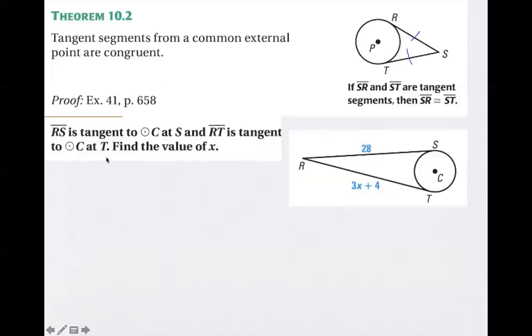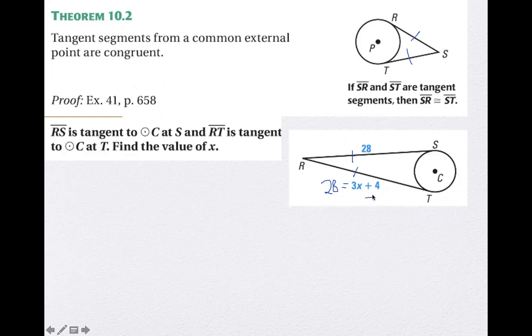So here we have an example. They're saying RS is tangent to circle C, okay? And RT is tangent to circle C. Cool, they're both tangent. That's great. The minute I hear that and I see that these tangent lines are intersecting, I know right away that these segments are congruent. Okay, so then that means I can set them equal to each other. They want me to find X. Well, that's easy. So I'm just going to set it equal to 28.